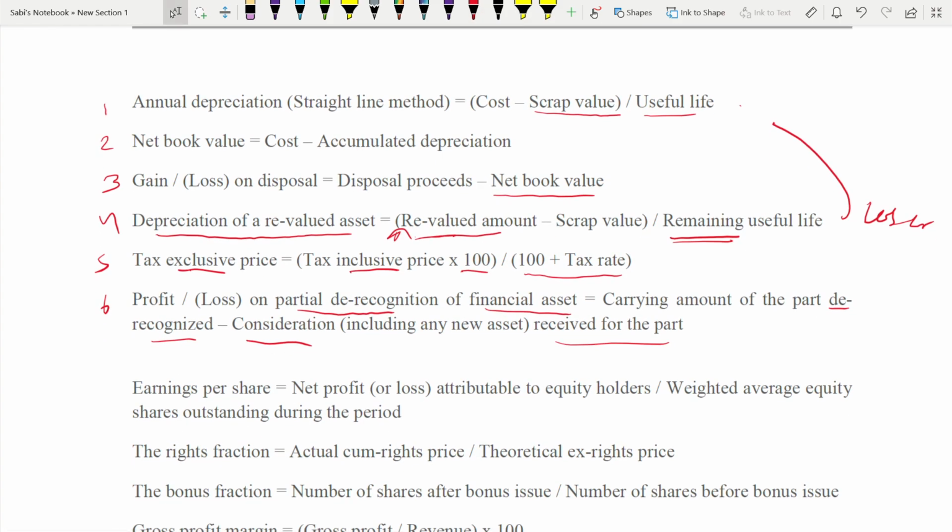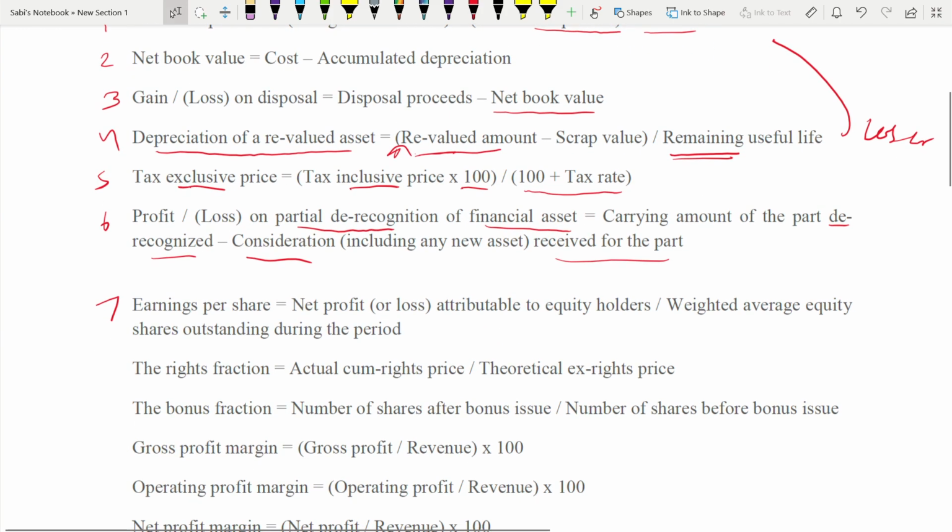Seven, earnings per share. So earnings per share is net profit divided by weighted average equity shares outstanding during the period. So you can just simply take earnings, profit after tax, divided by number of shares.